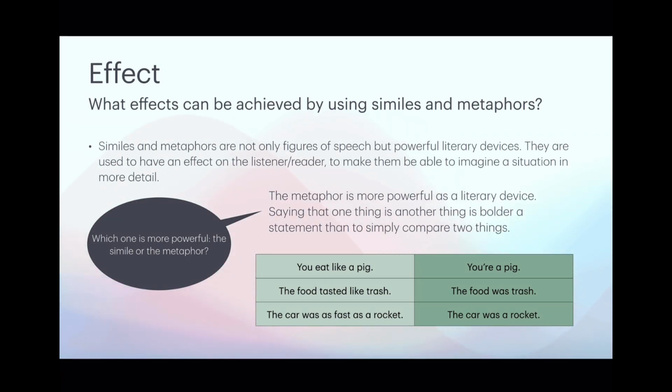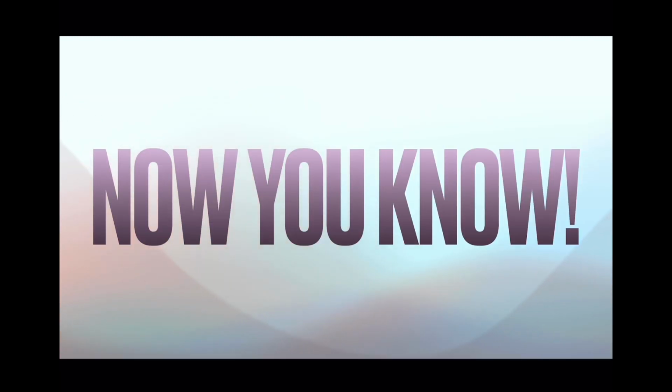Okay, so this means that now you know what a simile is and what a metaphor is.